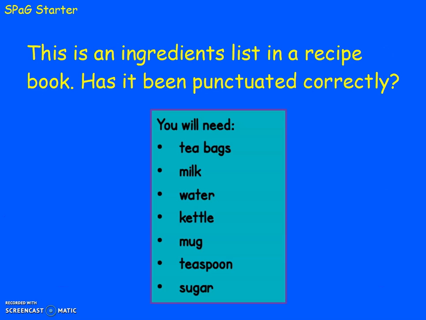Right, we'll move on. This is a list of ingredients in a recipe. Has it been punctuated correctly? Pause the video here. Go back to the other page if you can find it, and tell me if it's been done right. I'll give you a couple of seconds just to get on.